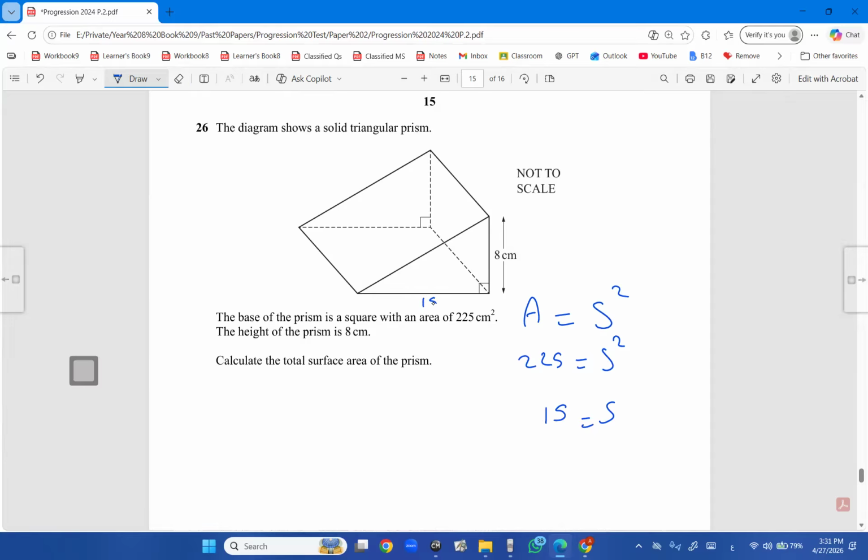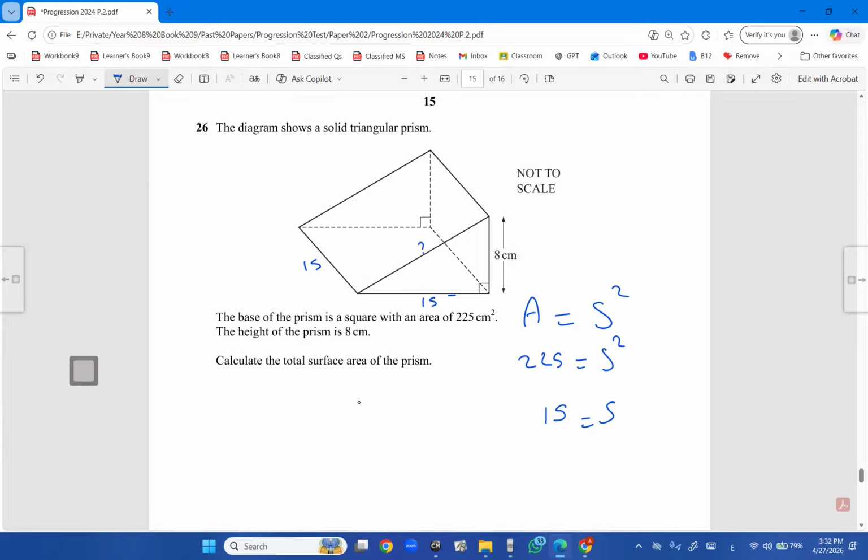Mister, I know that this is now 15. This is also 15, right? It's a square, they said. The 4 sides are equal to 15. Perfect. They need now what? Calculate the total surface area of the prism. Well, mister, I'm going to need to find this one first. I found the side of the square at the bottom. Perfect. But I do not have this.